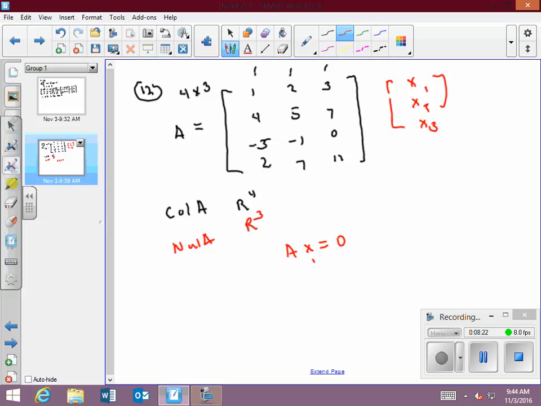So I guess in answer to this, the P would have to be 3 and the Q would have to be 4. Isn't that right? Yeah. Because the P is the space of the null, and the Q is the space of the column. All right.